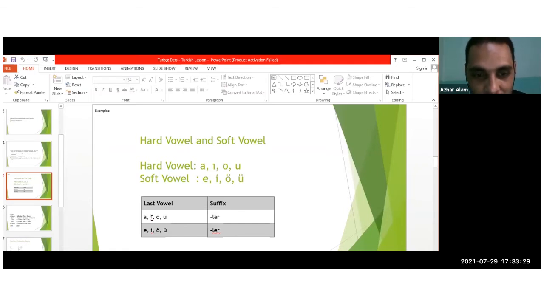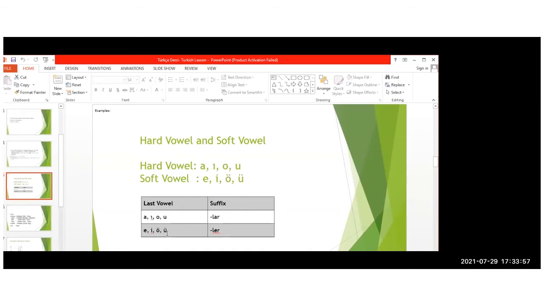So, O, U, E, O, U. Clear? And when we spot this, in the word we just follow where is the vowel and what is the last vowel. And if the last vowel is a hard vowel, we just use lar. And if the last vowel is a soft vowel, we just use ler.